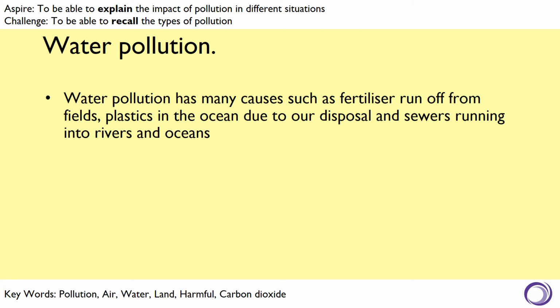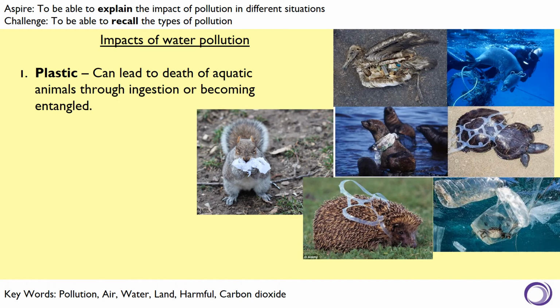Now water pollution has many different causes, some of which are fertilizer runoff from fields, plastics in the ocean due to our disposal, and sewers running into rivers and oceans. The presence of plastics in our ecosystems, such as our oceans, can lead to the death of animals.